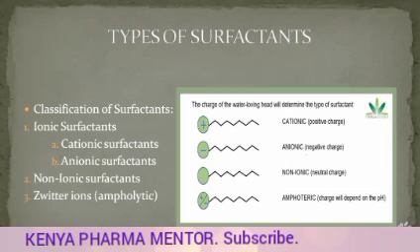Types of surfactants. As I explained before, there are three types of surfactants. One is ionic surfactant, which is subdivided into two parts: A, cationic surfactants, and B, anionic surfactants. The second type is non-ionic surfactant, which means it has no charge; they are neutral. And the third is zwitterionic or ampholytic, which means they have both positive and negative charge.